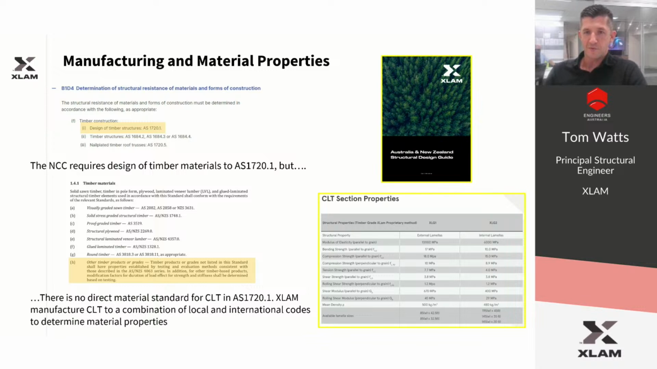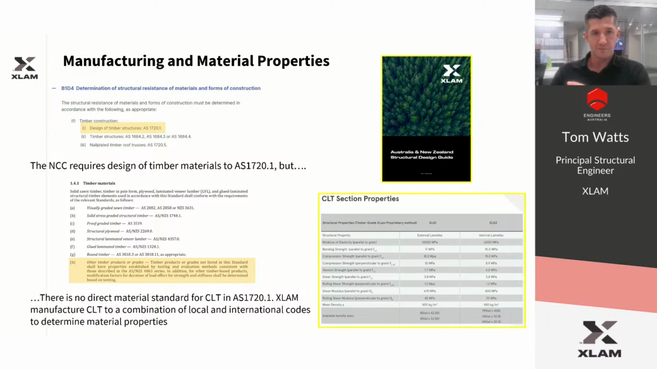So an example of some of these properties are shown in the table in the bottom right, and these can be found in the XLAM published structural design guide. And these properties have been determined based on the principles of AS/NZS 4063. And I guess just to point out one of the factors of the XLAM CLT product, there's different properties between the inner and outer lamellas. So there's the inner and outer portions of the CLT. So we use a lower grade product on the inside and a higher grade product on the outside.